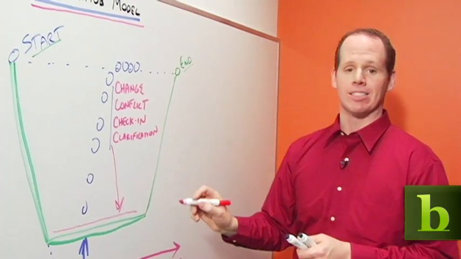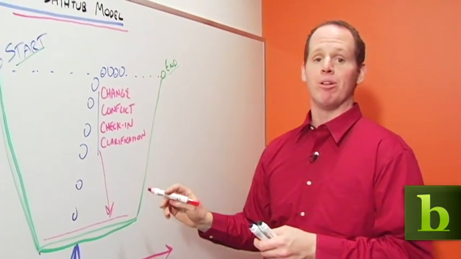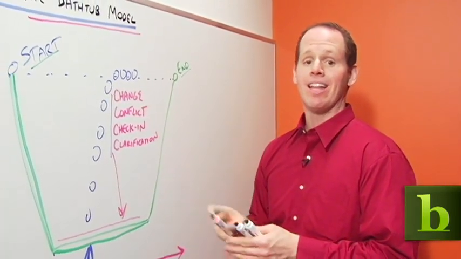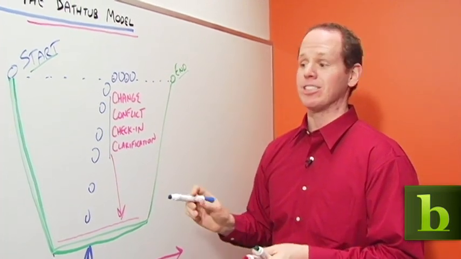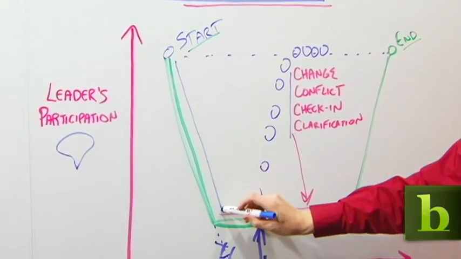Now, drawing this model has a couple benefits. First of all, you're letting the team know what to expect before you back away. That way they don't think you're making an excuse. You're actually explaining they should expect you to come down this slope.